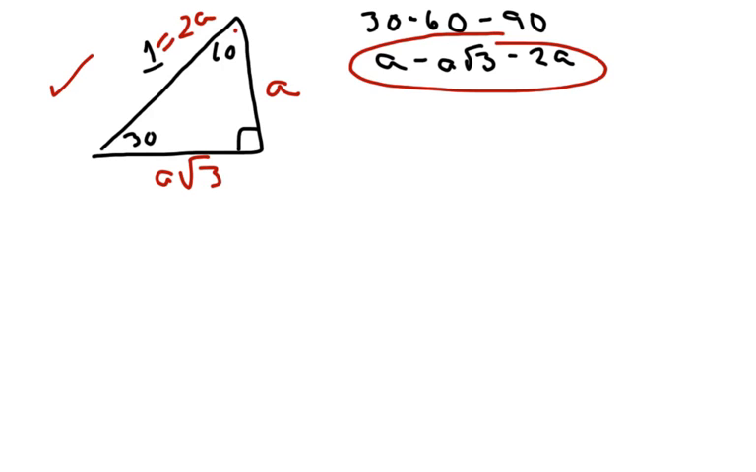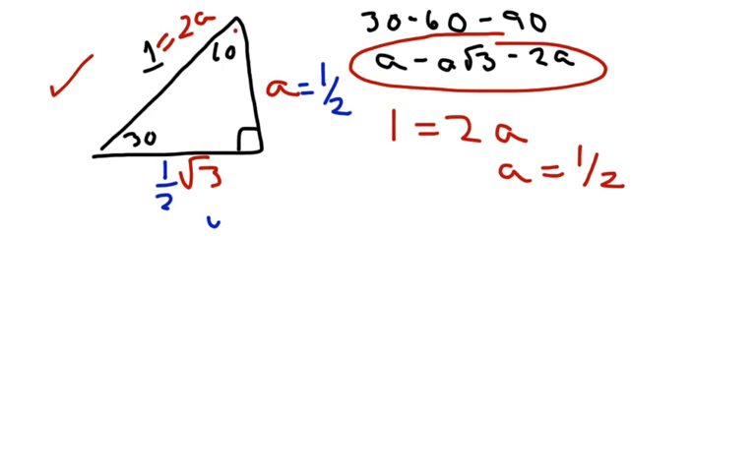So all we know is that our hypotenuse is 1. That means this equals 2a. 1 equals 2a. So a equals 1/2. If a is 1/2, then I'm going to go ahead and put the 1/2 here. And the side across from 60, I'm going to change the a to 1/2, and I'm going to put 1/2. Or, this is root 3 over 2.